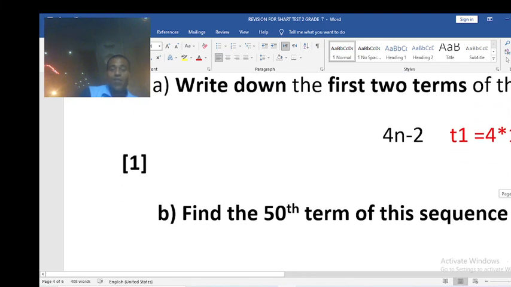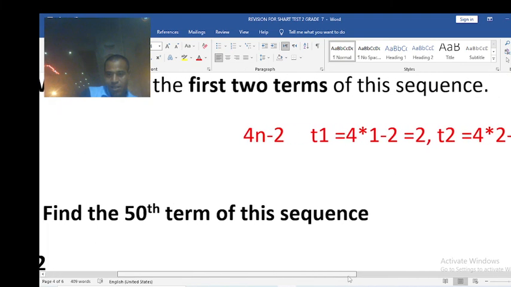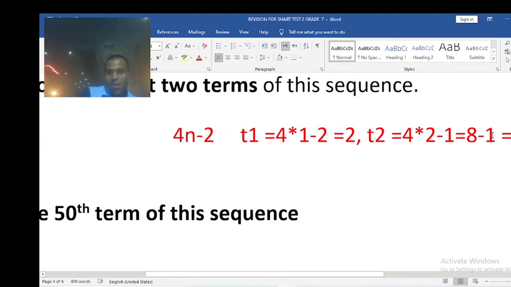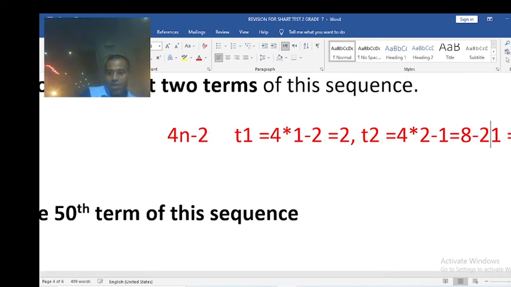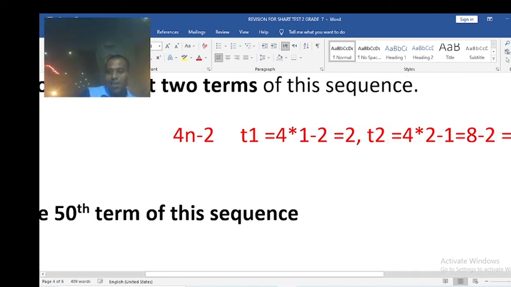Next, find the 50th term of the sequence. You are going to use this one, and you will replace n with 50. So it will be 4 multiplied by 50 minus 2. Before that, I will just check. I thought I subtract 1. Yes, I should subtract 2, learners, because it is minus 2. Clear? Okay.